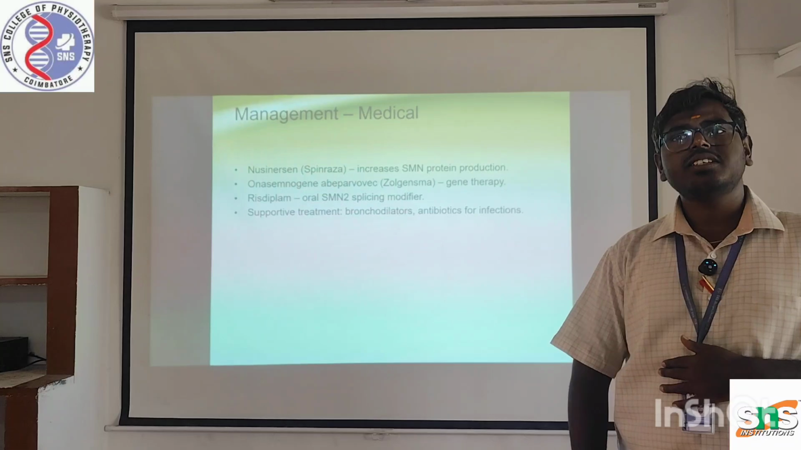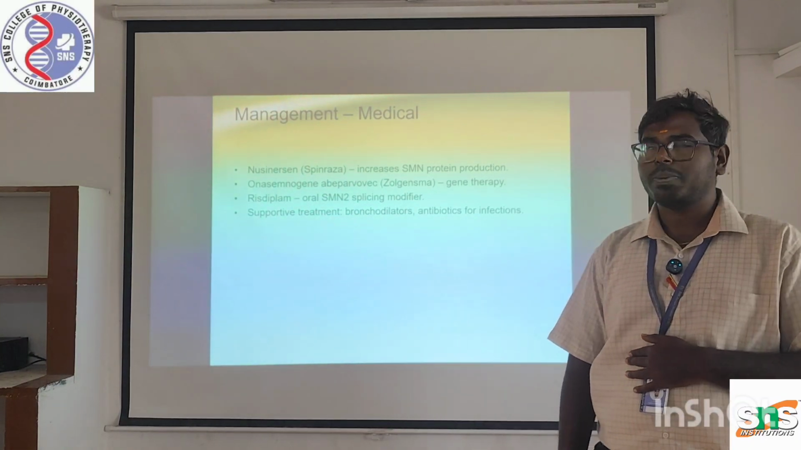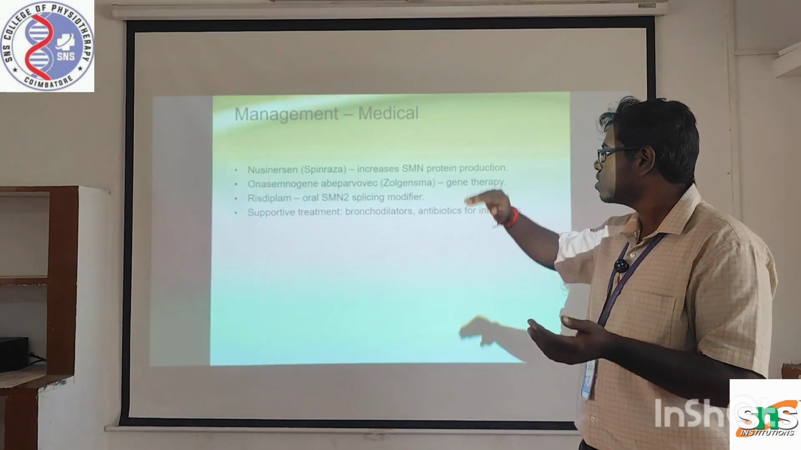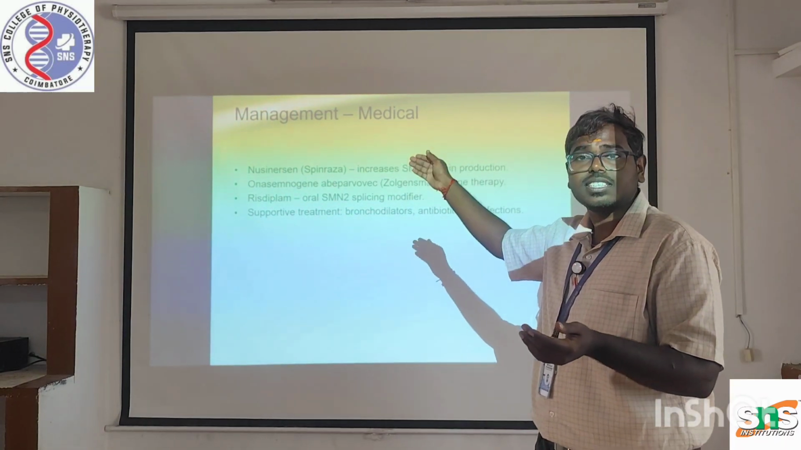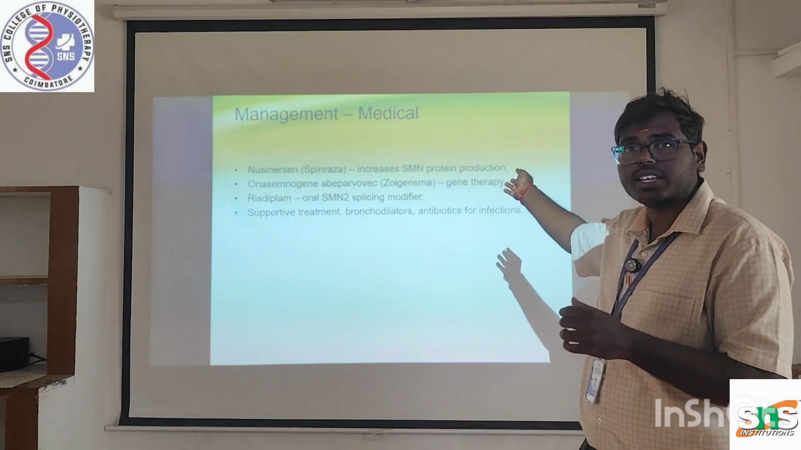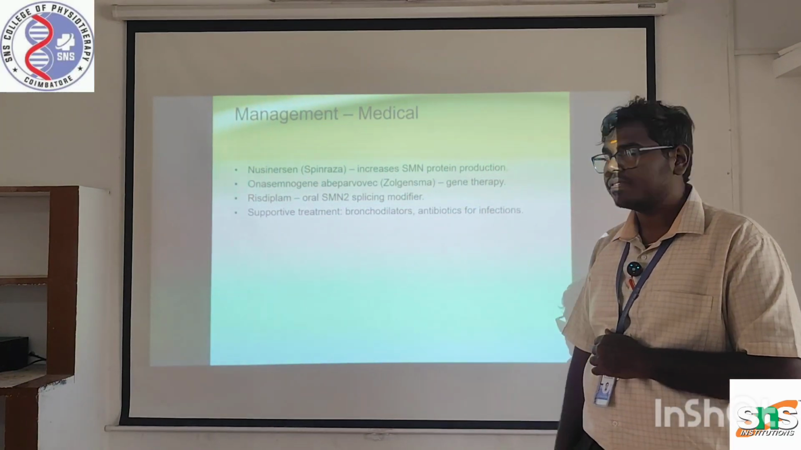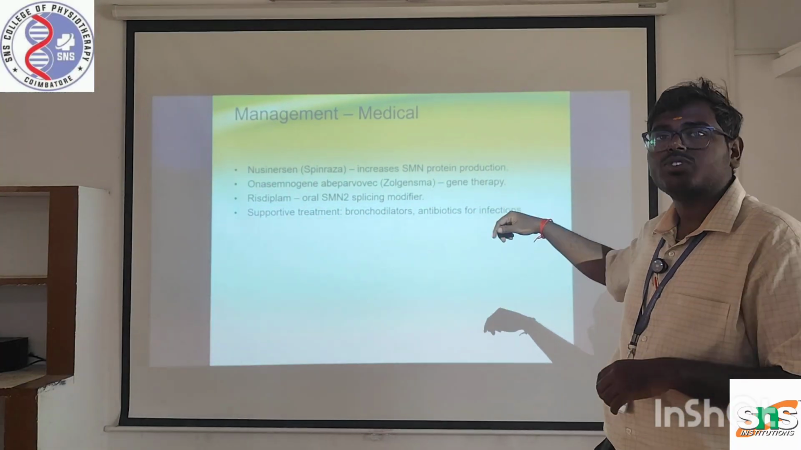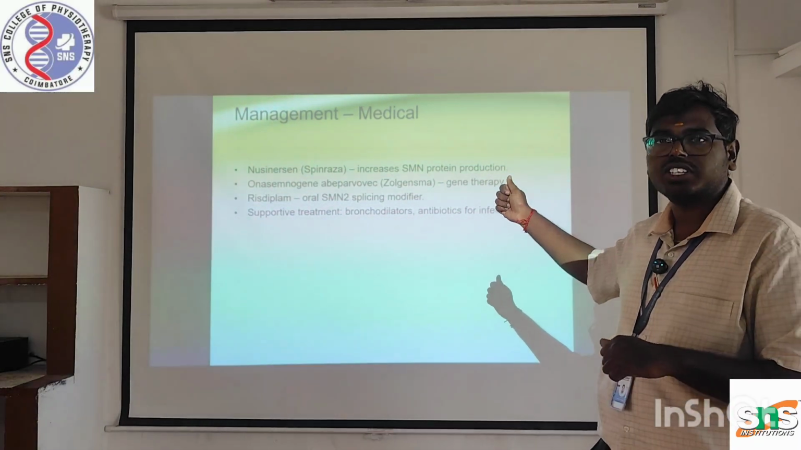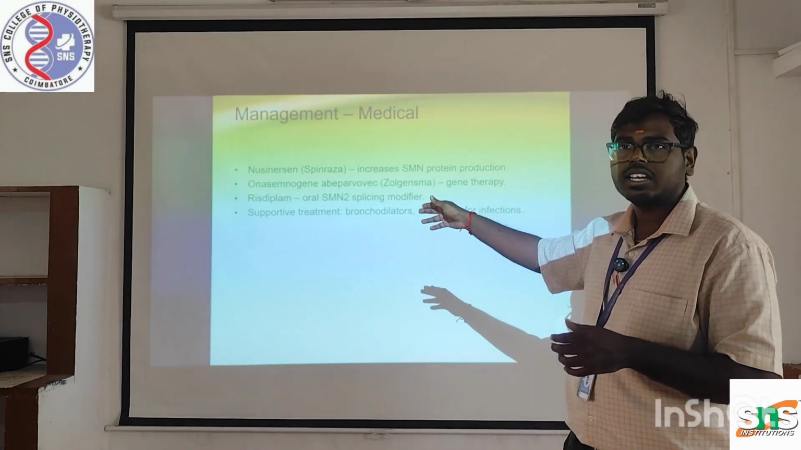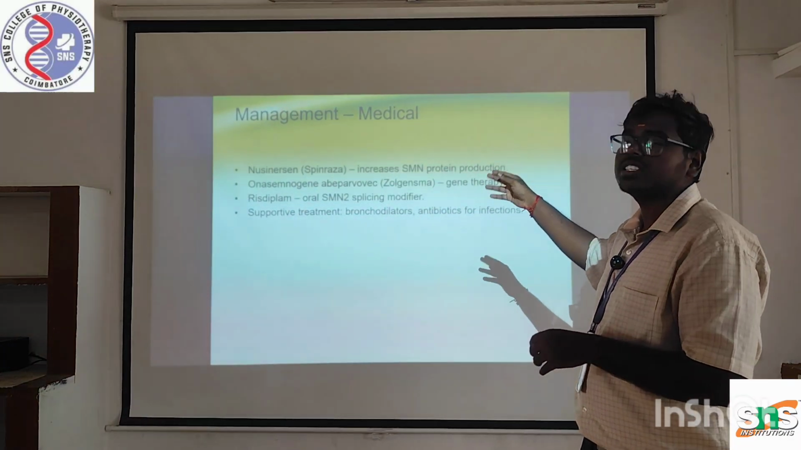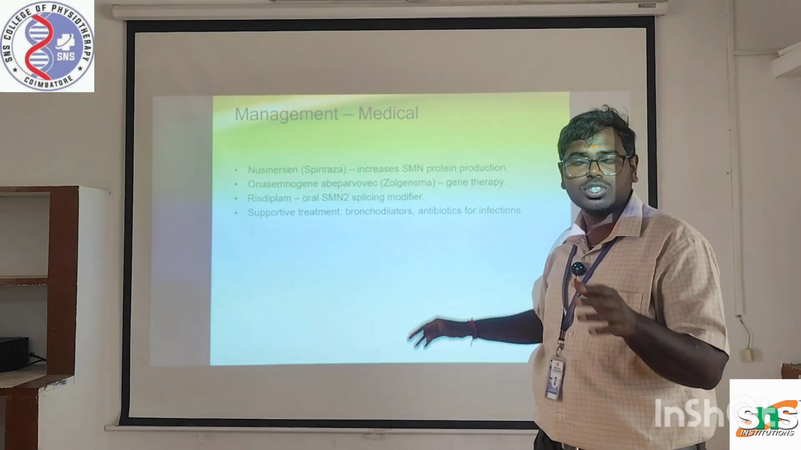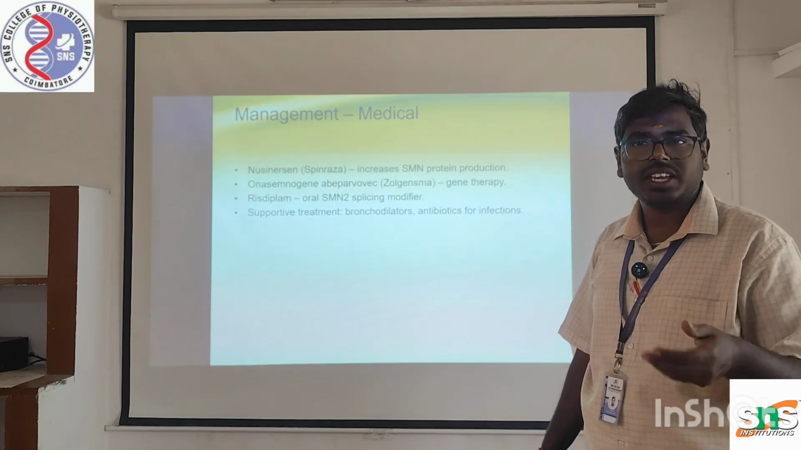Management: spinal muscular atrophy is generally managed using some drugs. The main drug for spinal muscular atrophy is nusinersen, which is used to increase the SMN protein level. The second one is zolgensma, which is a drug used for gene therapy. Then there is risdiplam, an oral drug which is used to correct the SMN2 factor.